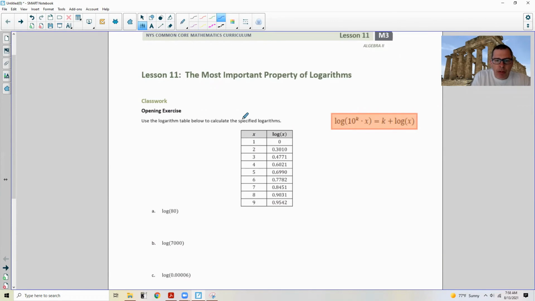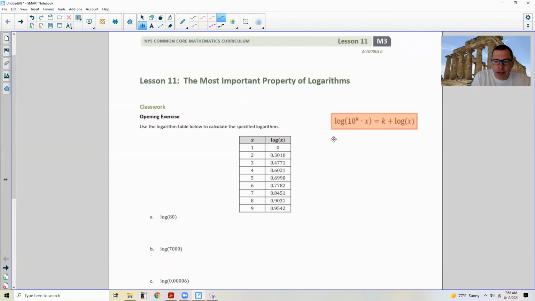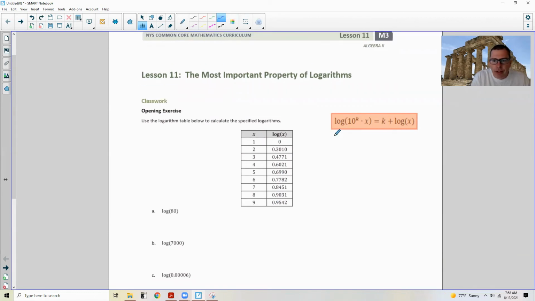They gave us a table below. They calculated the log of 1 through 9 and gave us these decimal values. Now notice that would be 10 to the 0, which is 1, times that number, which just gives us these numbers. So if the power is 0, think of it as the log of 10 to the 0 times x equals, well, my k is 0 here, so it'd be 0 plus the log of that x. So this is the log of 1. This is the log of 2. So that's 10 to the 0, or just simply the log.